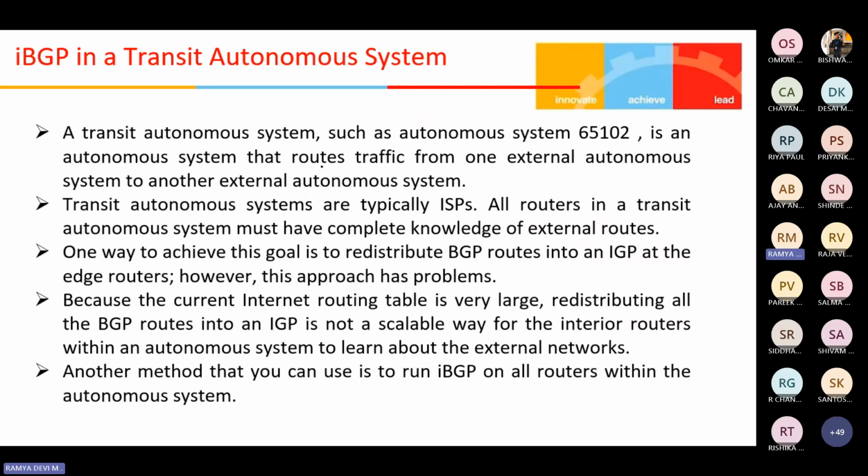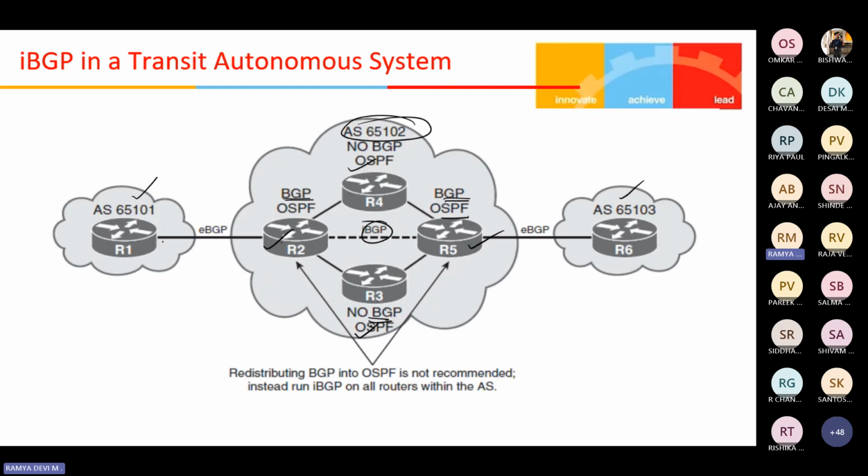Now we'll see what a transit autonomous system is. So a transit autonomous system is an autonomous system which helps in forwarding the traffic from one external autonomous system to another external autonomous system. In the previous example itself we have seen 65102 is a transit autonomous system. So the traffic will flow from autonomous system number 65101 to 65103 with the help of 65102.